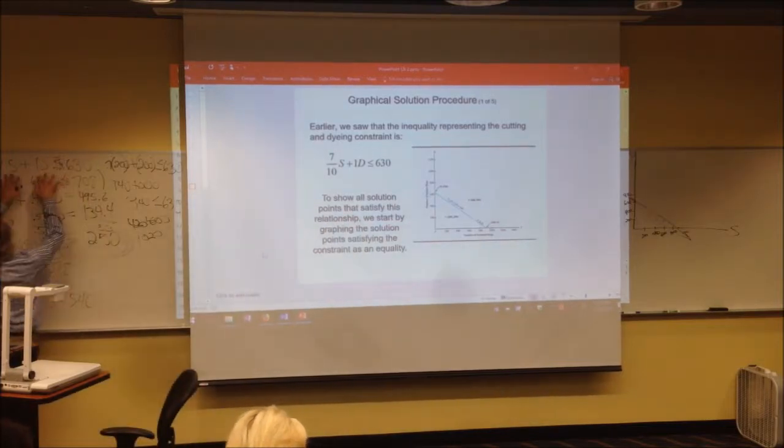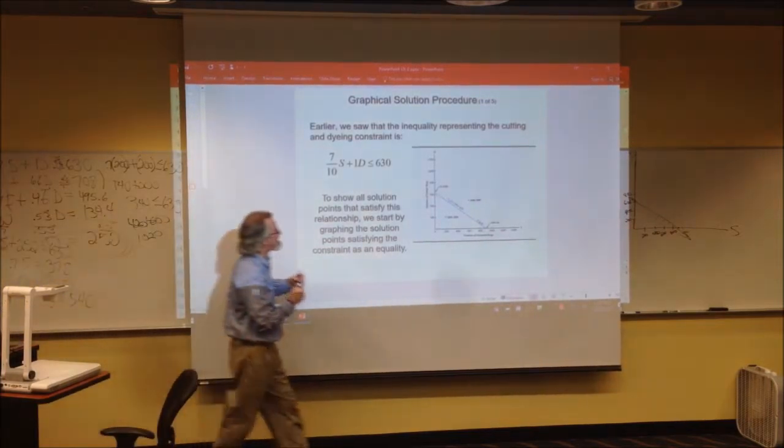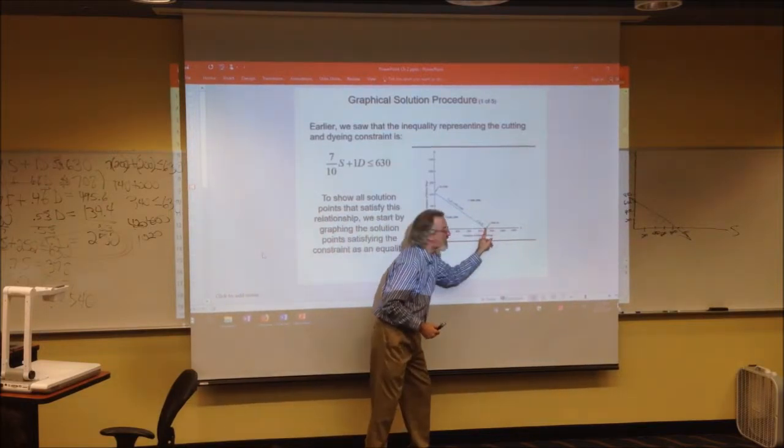So you take the constraint, you put a 0 in for one of these, now it's gone. 0.7S equals 630. To get that S all by itself, you have to divide both sides by 0.7. S equals 900. If you take 630 divided by 0.7, you get 900. Now we know that D was a 0, S was 900, so the point at 900, 0 is right there.